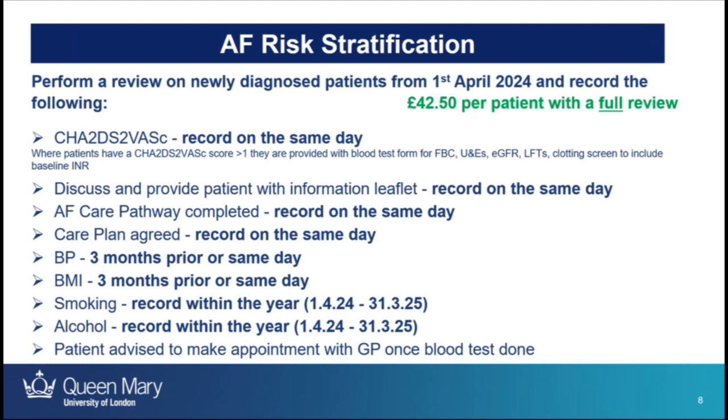Then we'll move on to the risk stratification part. And we know over the years, this is what practices have found quite difficult because a lot of it has to be recorded on the same day, etc. So with this, you're looking at your newly diagnosed patients from the 1st of April 24, and they must have all of the below recorded. So they must have a CHA2DS2-VASc score recorded. And as you'll see, that says record on this.